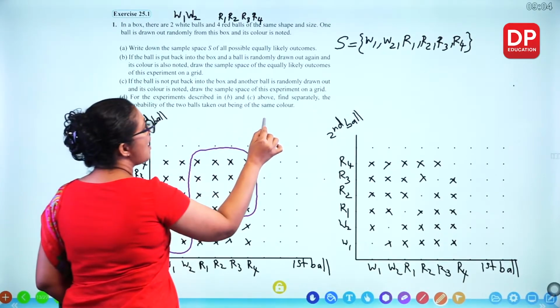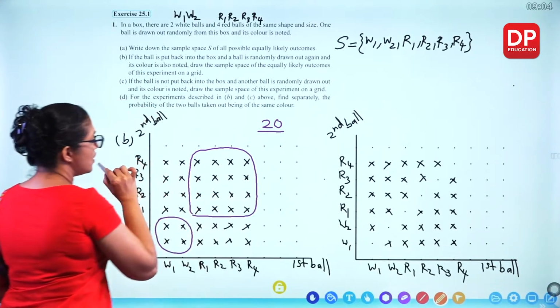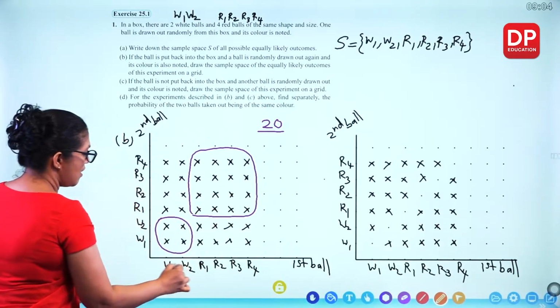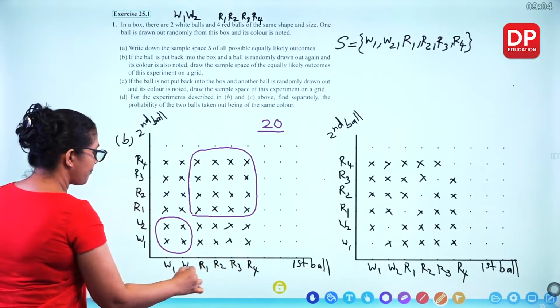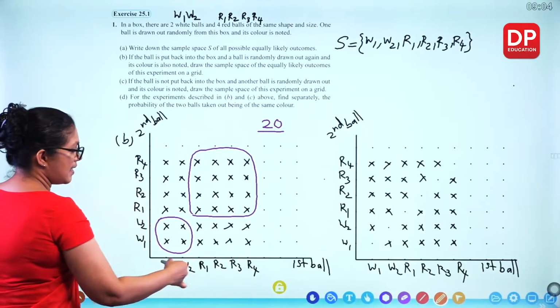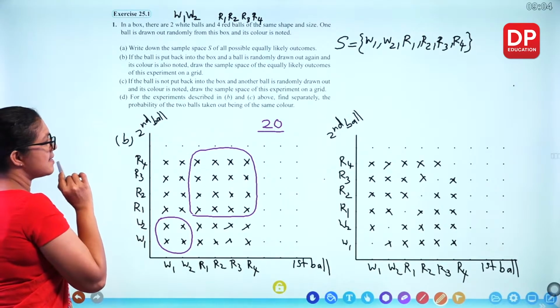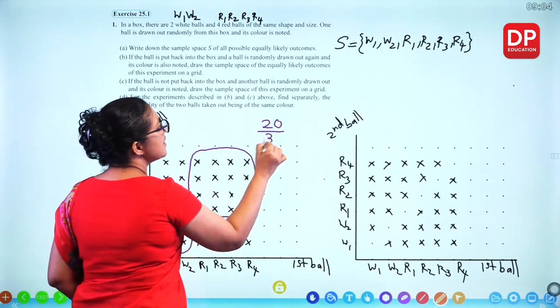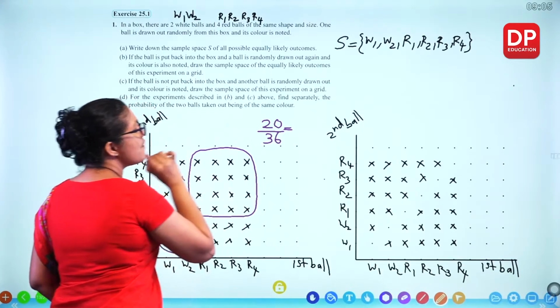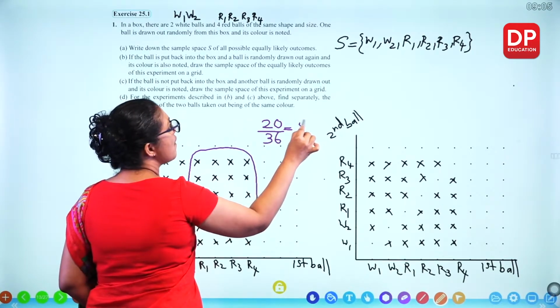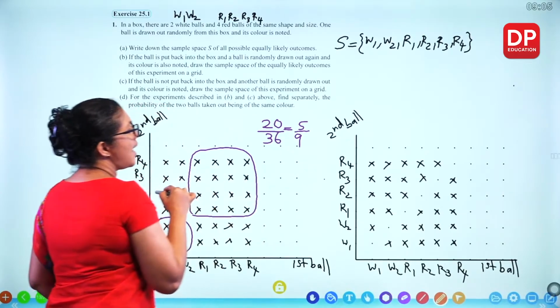20 outcomes out of how many altogether? 6 here, 6 this side, 6 times 6, 36 outcomes. When you divide by 4, you get 5 over 9.